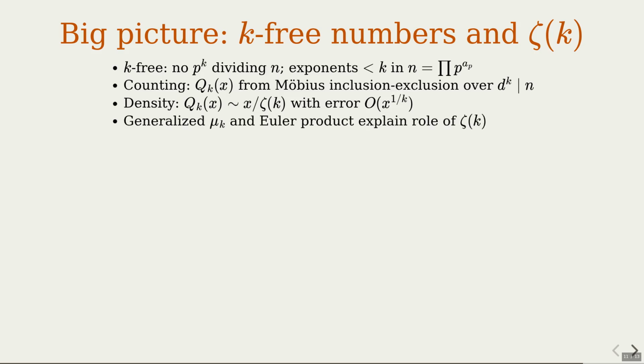So mu k gives an indicator sum for k-free numbers, and the Euler product for zeta of k explains why the density splits into prime by prime factors. The key message is that the square-free density 6 over pi squared is just the first instance of a family of densities controlled by zeta of k.